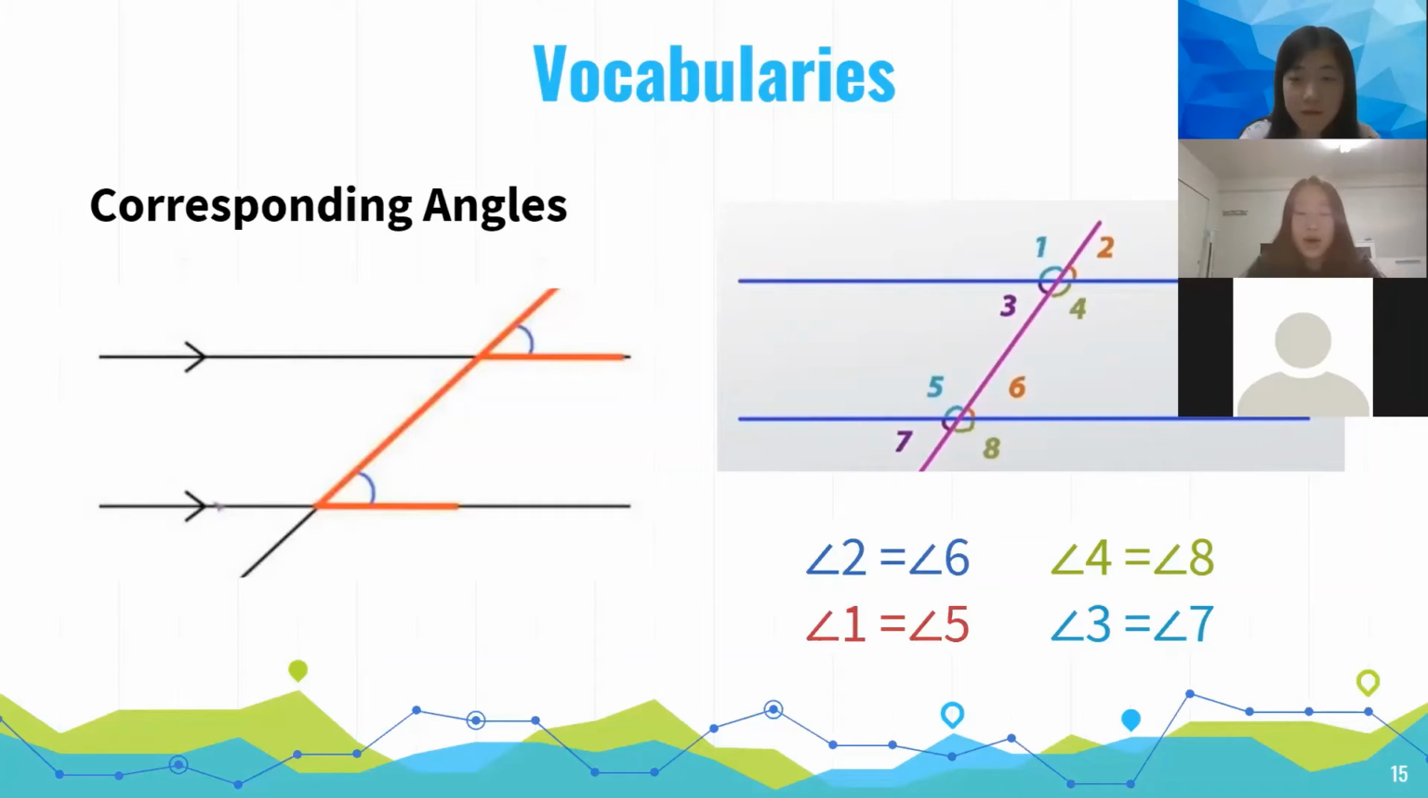So 1 and 5, they are the same degrees. 2 and 6, they are the same degrees. 3 and 7 are the same degrees, and 4 and 8 are the same degrees. Did you understand that? Yes. Okay.